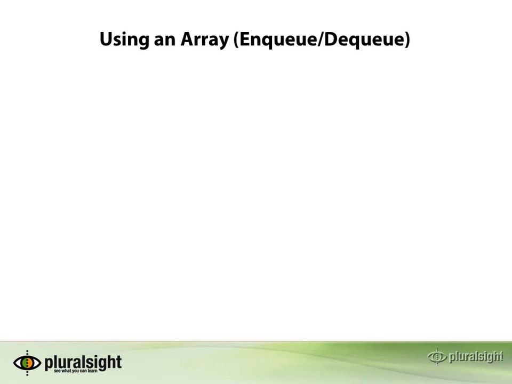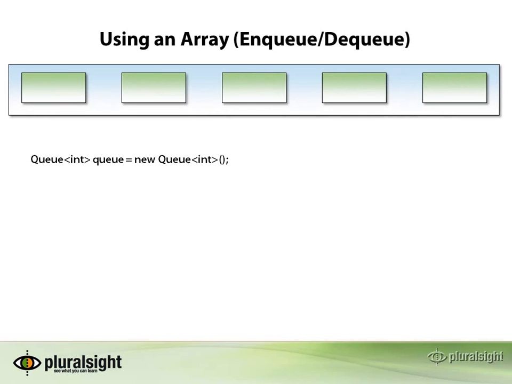Now I'd like to look at how to implement a queue using an array for item storage rather than a linked list. Now this is quite a bit more complex, but it's worth understanding. When we allocate the queue, the backing store is an empty array with 5 slots. Now as items are enqueued, they're added to the array from the front to the end.